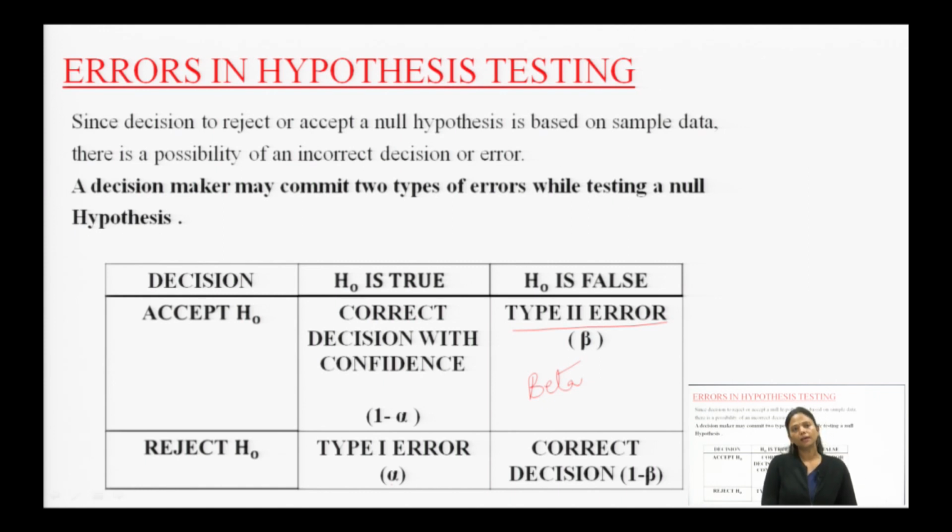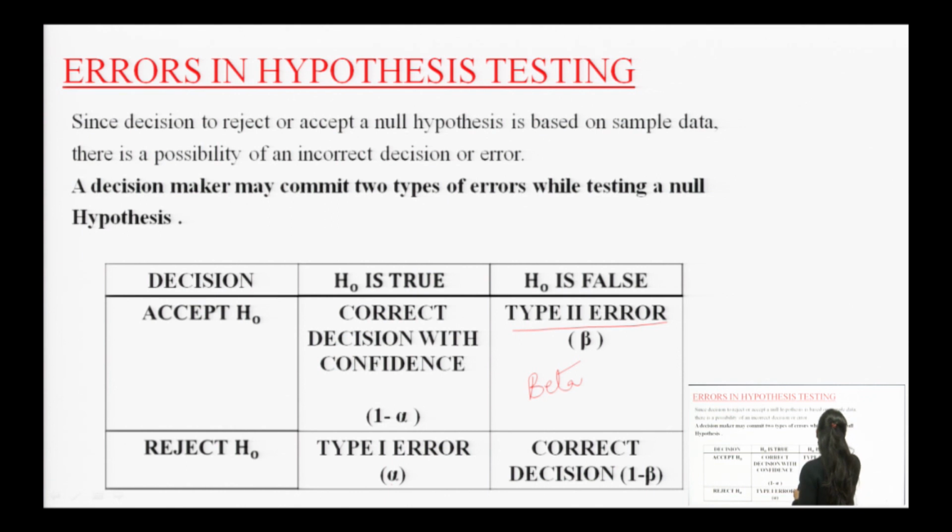Whereas, if my H naught is false and I am rejecting my null hypothesis, obviously, when my H naught is wrong, I am supposed to reject it. So, this is my type 1 error, that means I am taking the right decision.